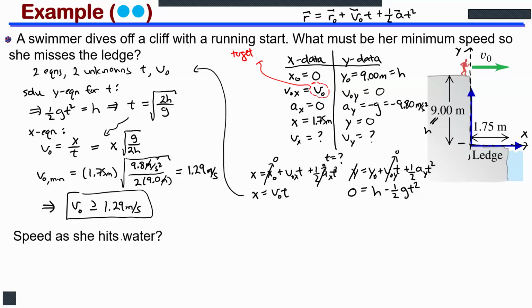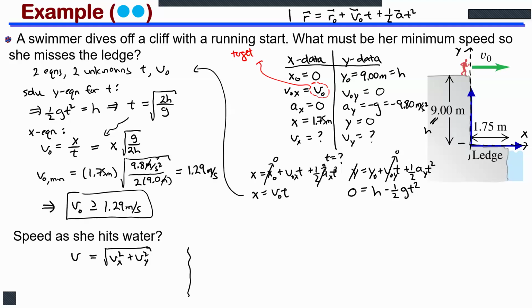Okay, so let's talk about the next part. What is her speed as she hits the water? So in terms of what we're after, remember that speed is the magnitude of velocity. So our target is simply v, right? And in terms of the x and y components of that final velocity, we would use Pythagoras to get that speed. So our job now is to find those components and then plug into Pythagoras. So for the components, we need another kinematics equation.